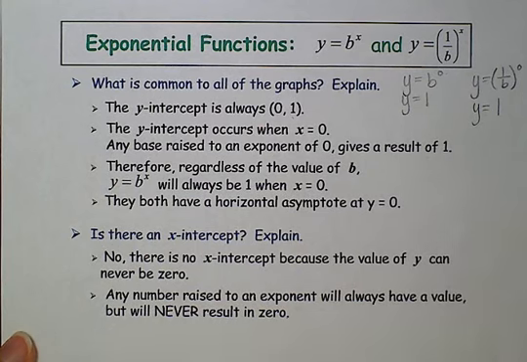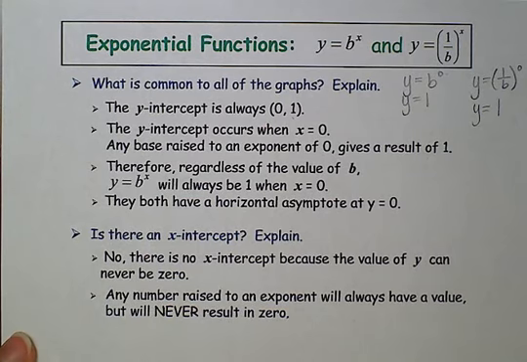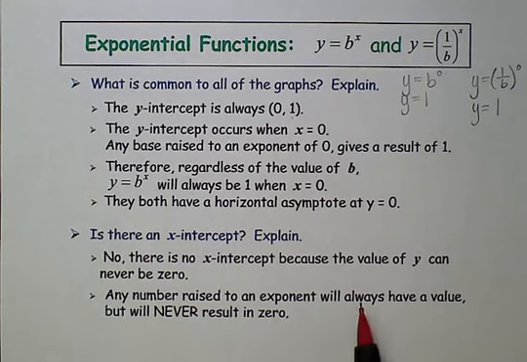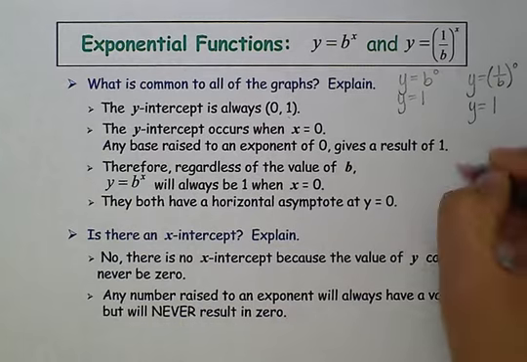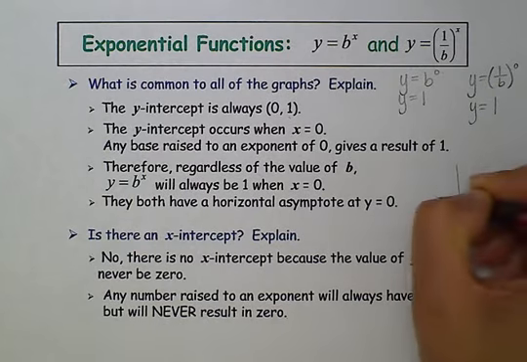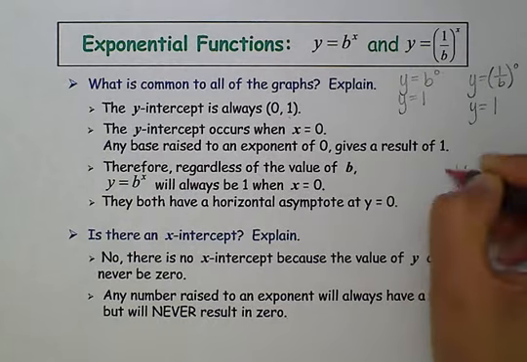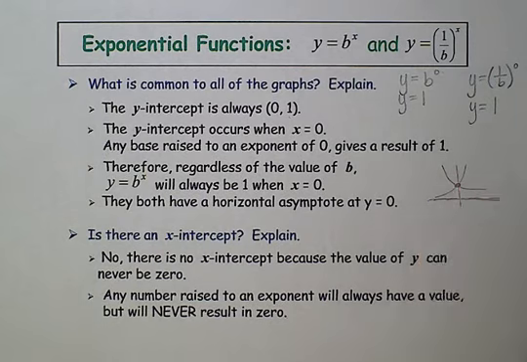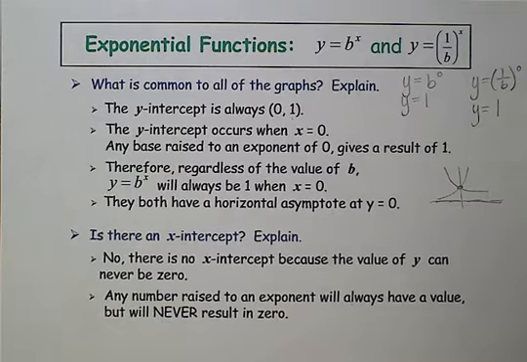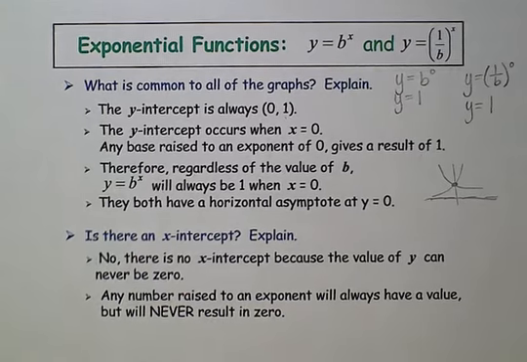The other thing that's common between all the graphs is that they all have a horizontal asymptote at y equals 0. Okay, so the horizontal asymptote for all of them is at y equals 0. So no matter whether the function is increasing or whether the function is decreasing, you'll notice that they have the same y-intercept, and they both have a horizontal asymptote at y equals 0.